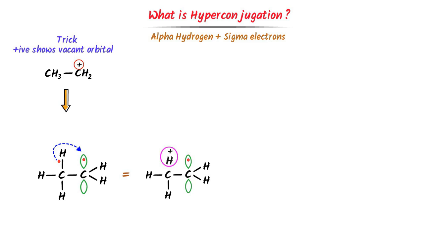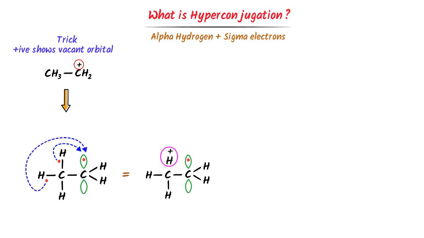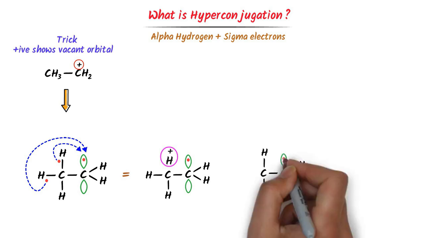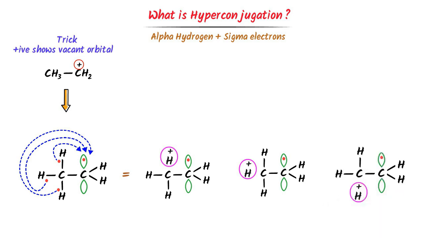Secondly, there is also a possibility that this sigma electron of this hydrogen will shift to this empty orbital. We get another possible structure. Thirdly, there is also a possibility that this sigma electron of this hydrogen will shift to this empty orbital. We get the third possible structure.